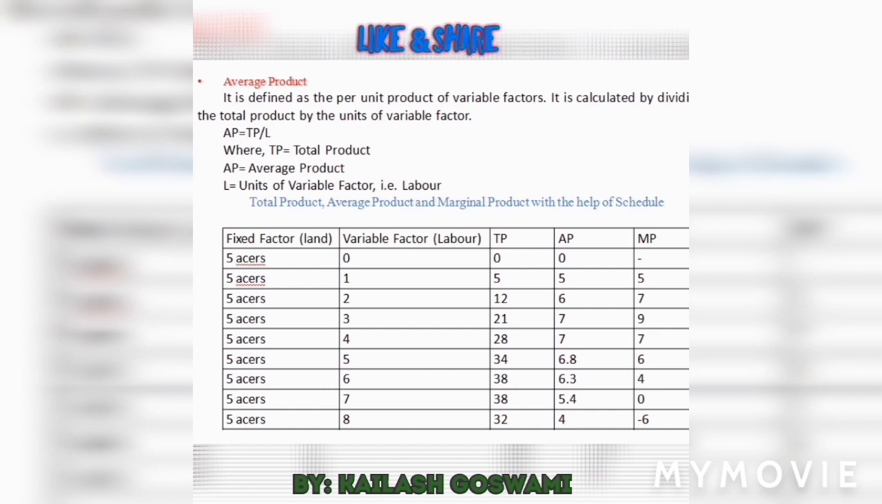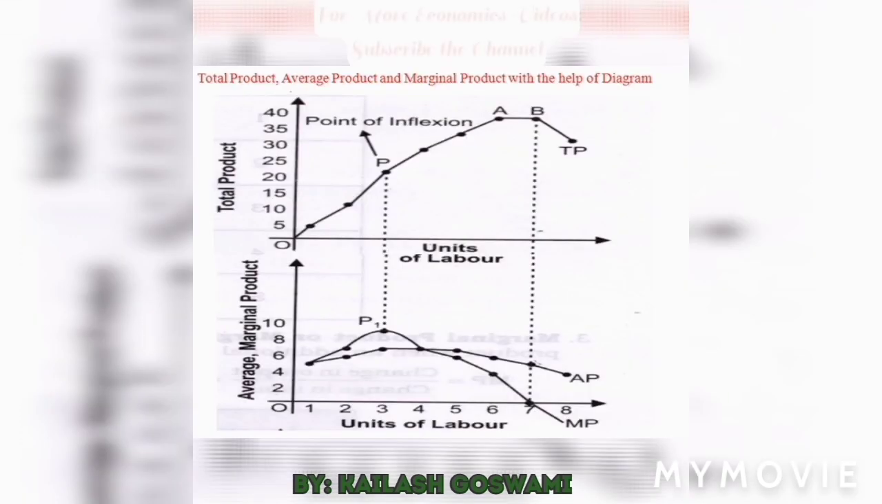If the producer increases the number of variable factors, the total product goes on increasing, first at an increasing rate, then increases at a diminishing rate, and then starts falling. Average product first increases, reaches maximum, and then starts falling. Similarly, marginal product first increases, reaches maximum, and then starts falling.